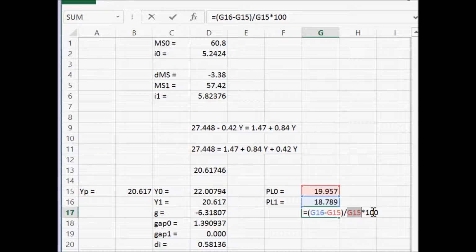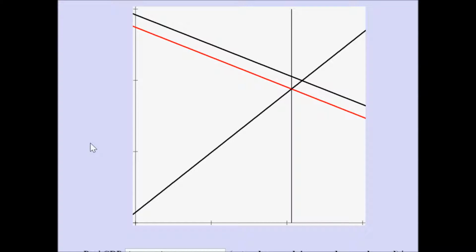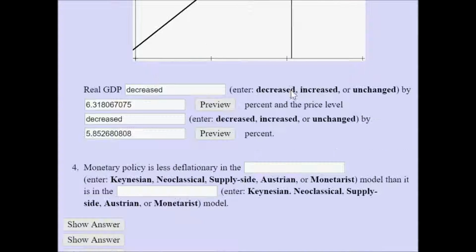So prices fell by 5.85268%. Because this has decreased, I don't need the negative sign here. So in the neoclassical world, monetary policy is deflationary. So in 4 here, monetary policy is less deflationary in the Keynesian model than it is in the neoclassical model.